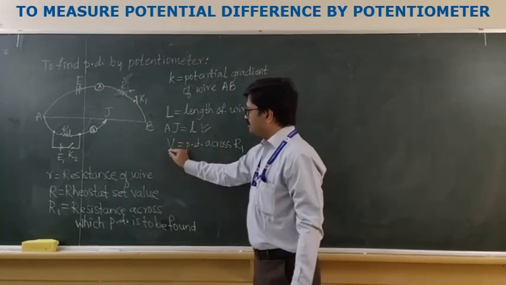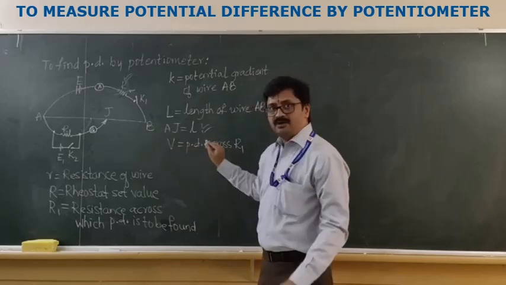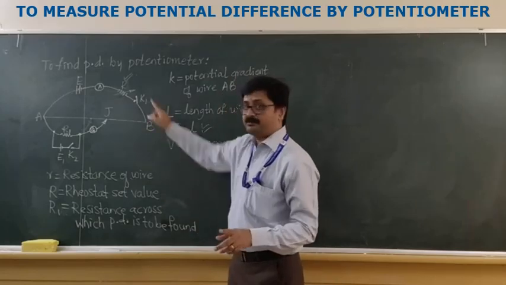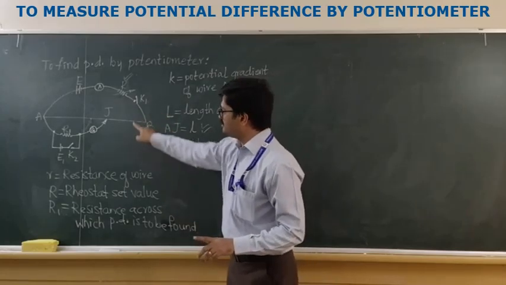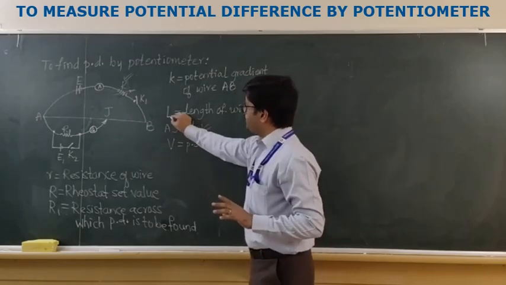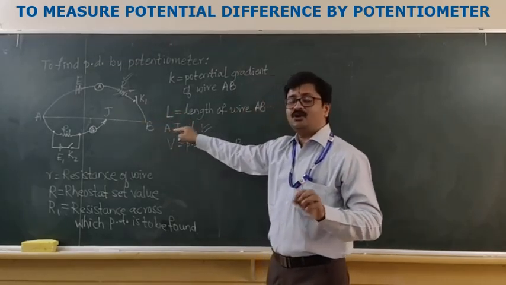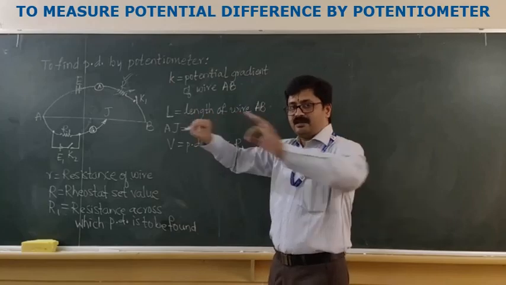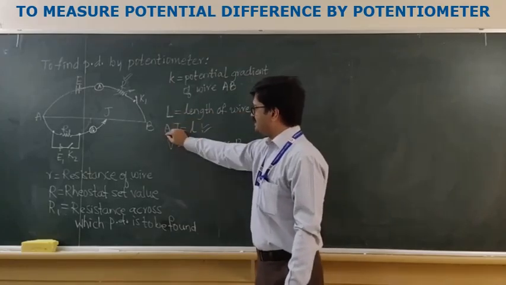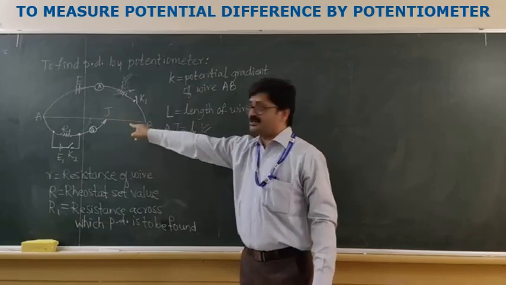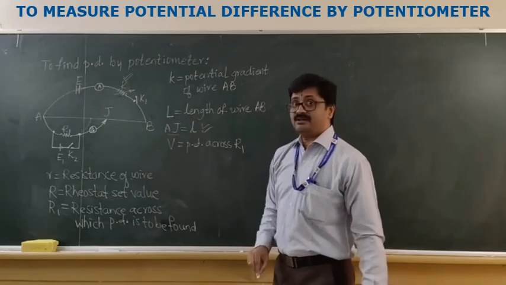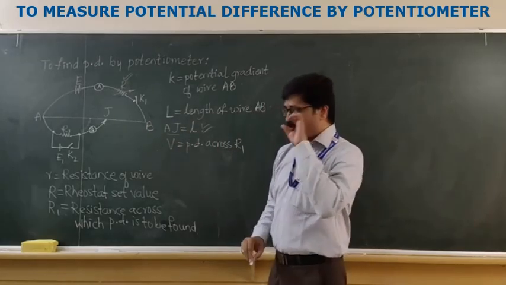Then I will consider the potential difference across R1 as capital E. Okay, and the rheostat set value is capital R here, and small r is what? The resistance of the wire that I am considering. Fine. And capital L I am taking as the length of wire AB. That entire segment AB is nothing but capital L, and AJ is that balance length. AJ is called the balance length, and I am denoting it by small l here.